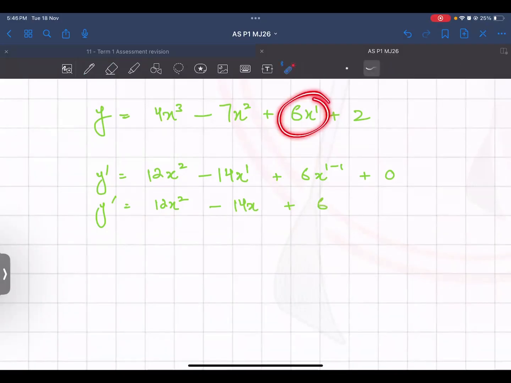So you can see that if you had only 6x, it became 6. The x completely gets removed. It's now a constant. So whenever you have x to the power of 1, the derivative will just be the coefficient. It was 6x. After differentiation, it becomes 6 only.